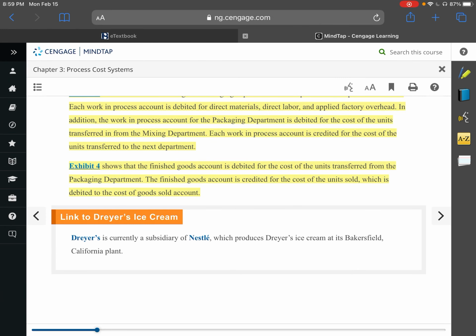And then lastly, Exhibit 4 showed that the finished goods account is debited for the cost of the units transferred from the packaging department. So the total cost that is included in making the ice cream would be transferred to the finished goods department. And then the finished goods account would be credited for the cost of the unit sold, obviously. So as you sell one, you would credit it out of finished goods, and then the debit to that journal entry would be to cost of goods sold.